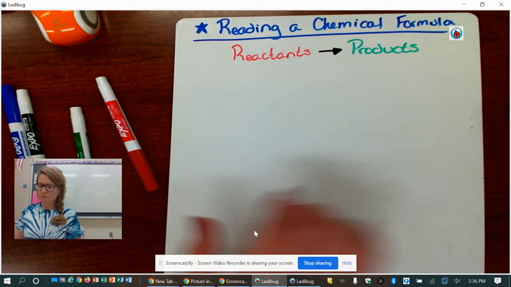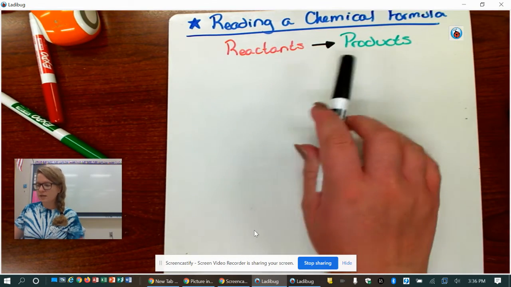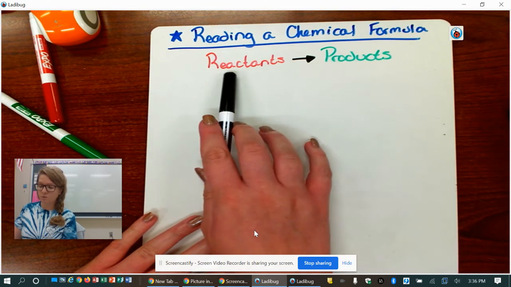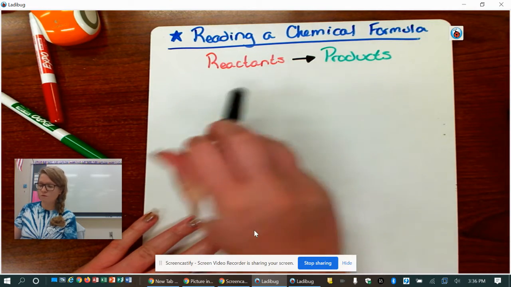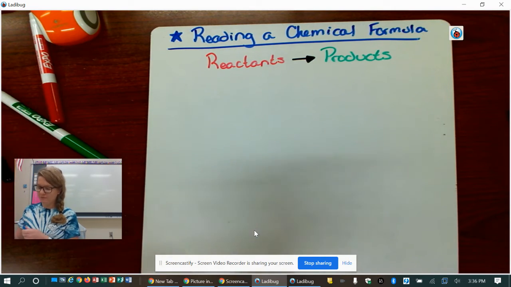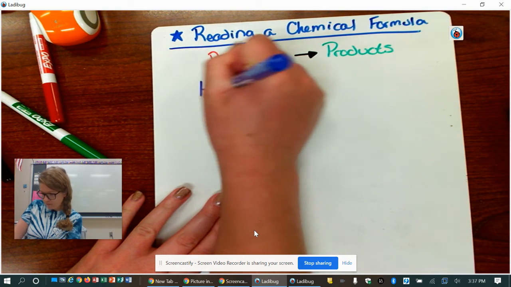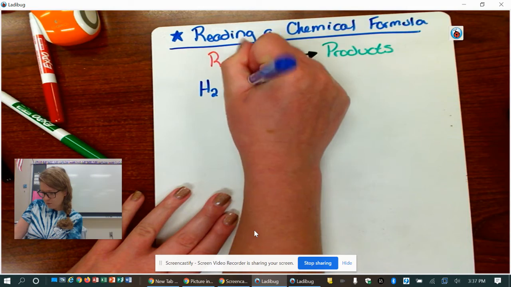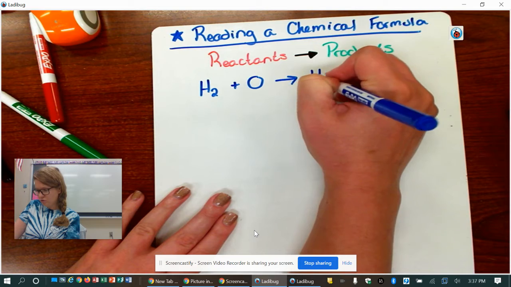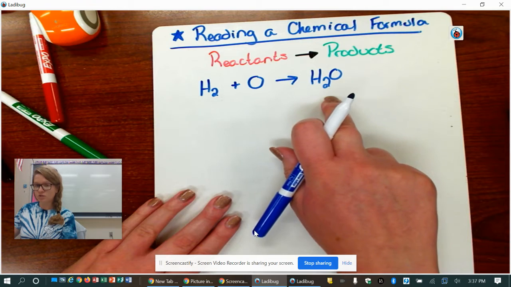We learned yesterday that a chemical formula has two parts, our reactants and our products. And our arrow is showing us that a chemical reaction is happening. So our reactants react together to form the products. So let's have an example of everybody's favorite molecule, water. So we know that water starts with H2 plus O yields H2O. You should know that H2 and O are your reactants and H2O is your product.